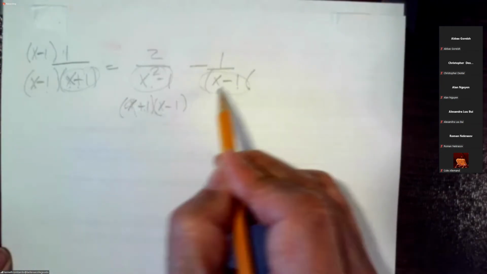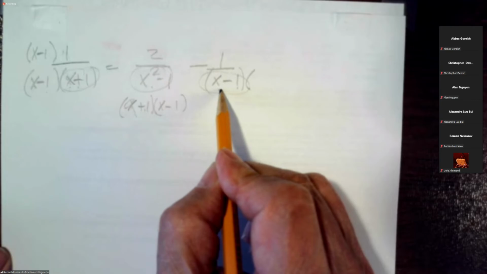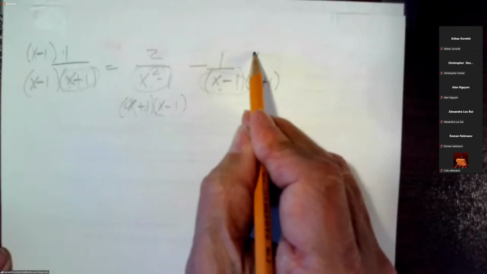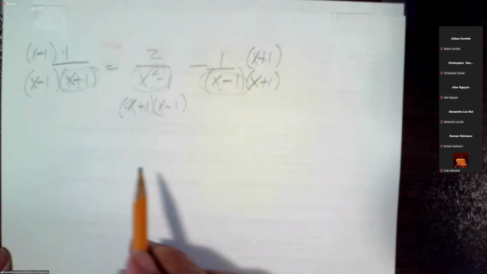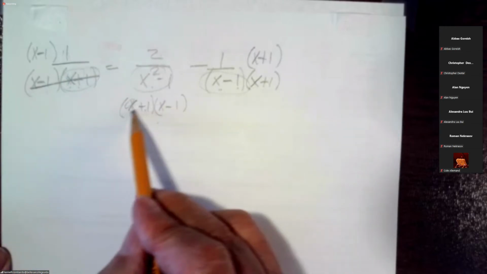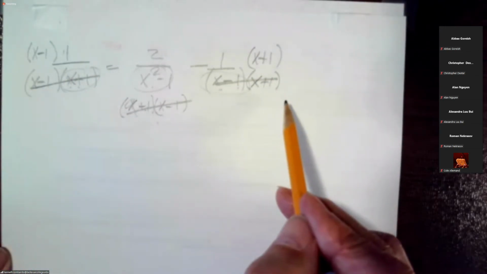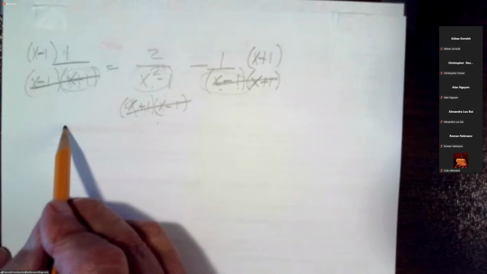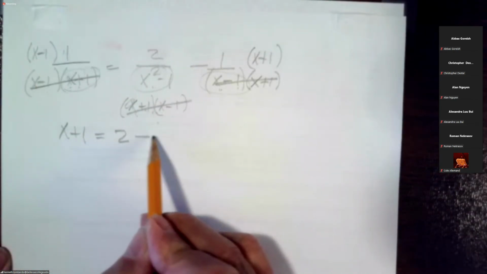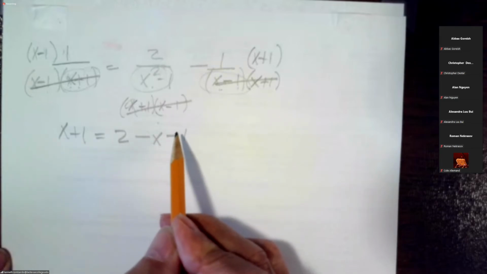So new volunteer, what do we need over here? x plus 1. x plus 1 and x plus 1 in the numerator as well. So now all these denominators are the same. I can multiply through by that and cancel them out. So now I have x plus 1 equals 2 minus x minus 1.